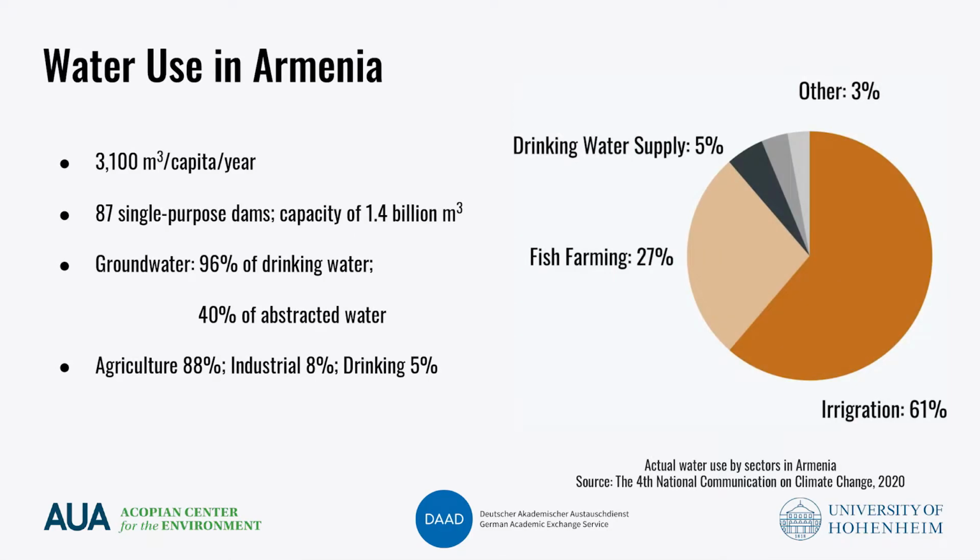On average, Armenia has a sufficient amount of water, with estimates ranging from 2,300 to 3,100 cubic meters per capita per year. These resources, however, are unevenly distributed within seasons and territory. The largest water-consuming sector in Armenia is agriculture with 88% of the total water use, followed by industry 8% and municipal use 6%. 96% of Armenia's drinking water is derived from groundwater, as well as nearly half of all abstracted water. The country has 87 single-purpose dams with a total capacity of 1.4 billion cubic meters.